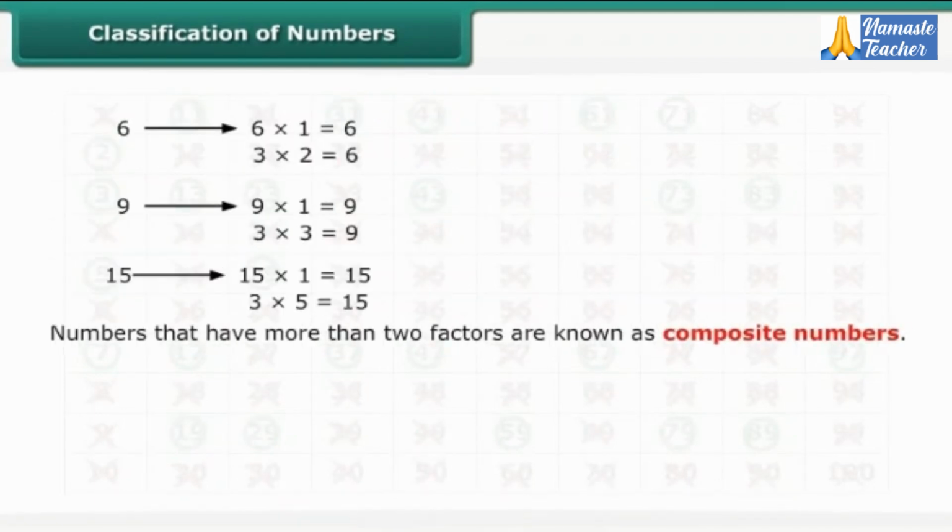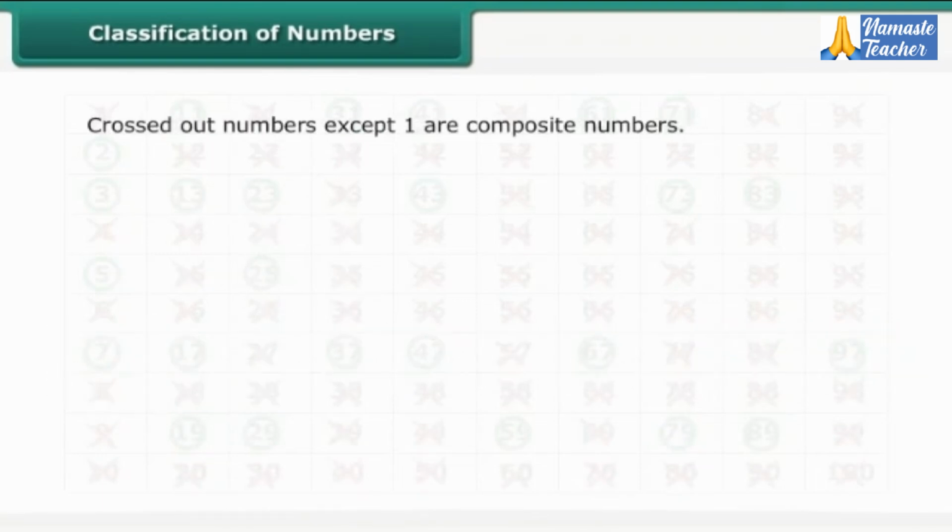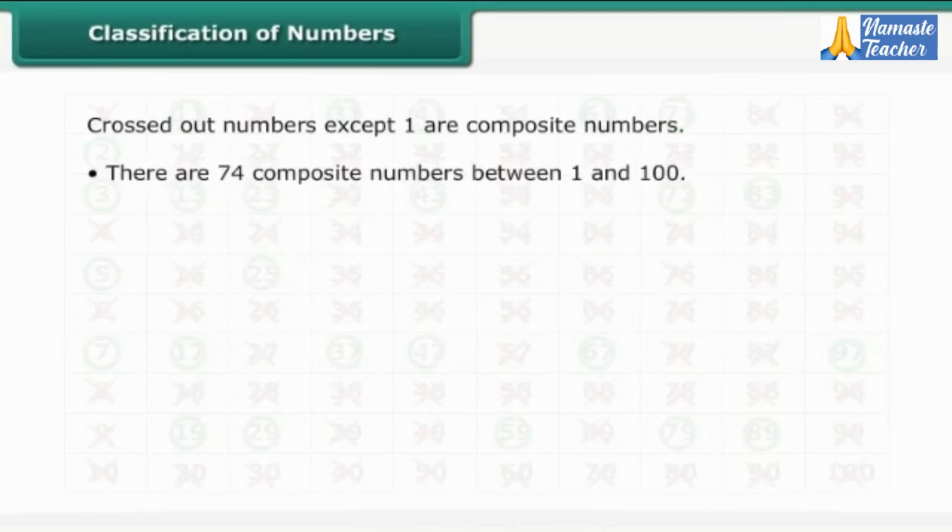Numbers that have more than 2 factors are known as composite numbers. 1 is a unique number. It is neither prime nor composite. It has only one factor, 1, that is, the number itself. Let us consider the sieve of Eratosthenes. Crossed out numbers except 1 are composite numbers. There are 74 composite numbers between 1 and 100.